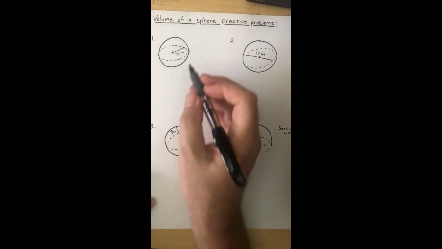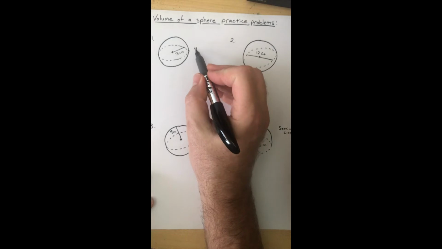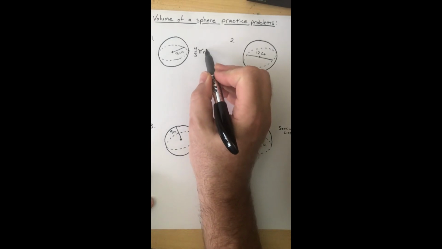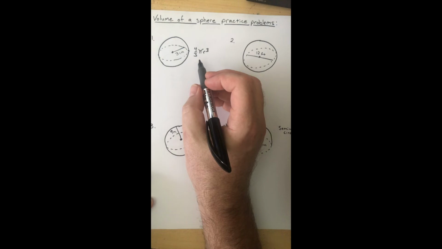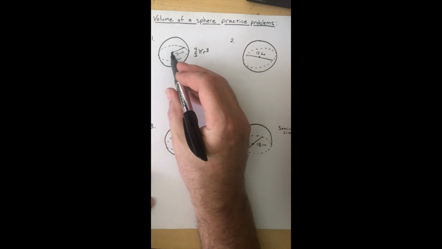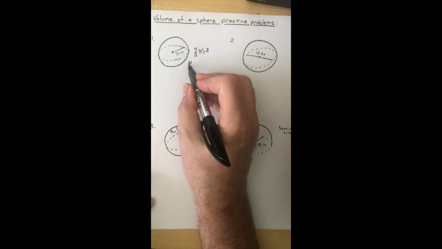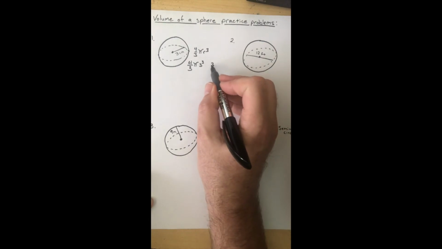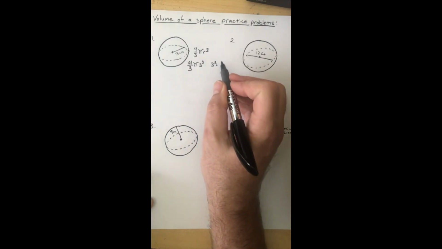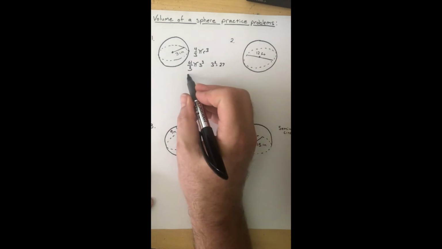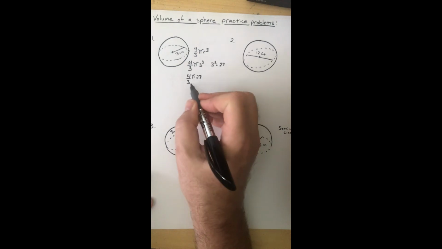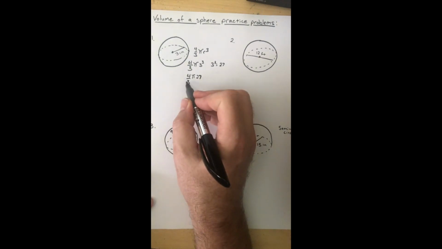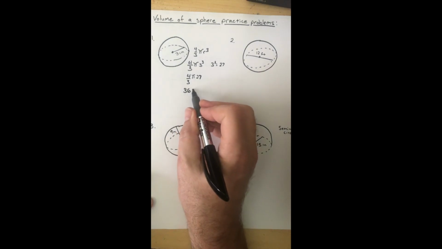Okay, so now you're done. You've worked them all out, and we're going to check. Our formula is 4/3 pi r cubed. We've got 3 for a radius, which is halfway. So 4/3 times pi times 3 cubed. I know that 3 cubed is 3 times 3, which is 9, times 3, which is 27. So I've got 4/3 pi times 27. 27 divided by 3 is 9, and 9 times 4 is 36 pi.